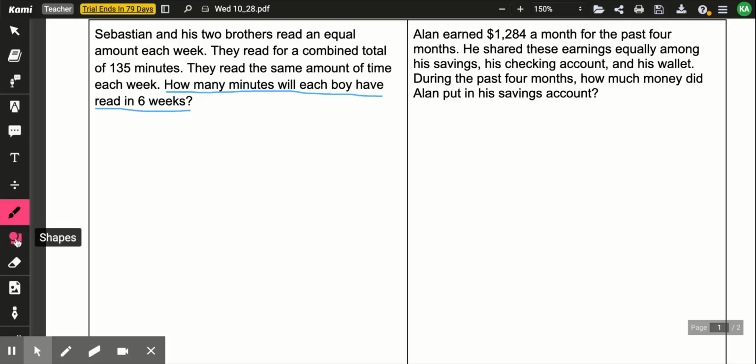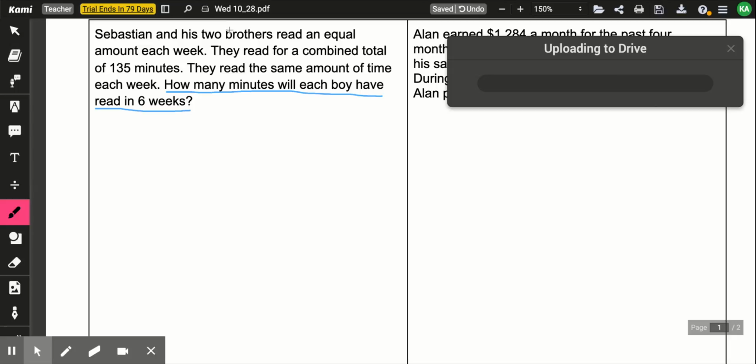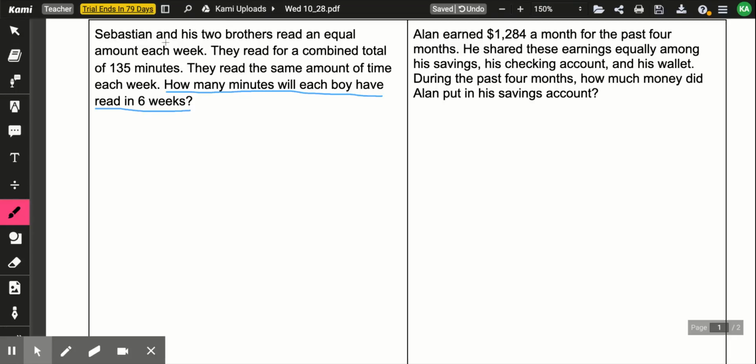I'm going to circle some important information that I see. So it's Sebastian and his two brothers. So that's 3 people. I need to make sure I remember that. They read an equal amount. Their combined total was 135 minutes. They read the same amount each week.